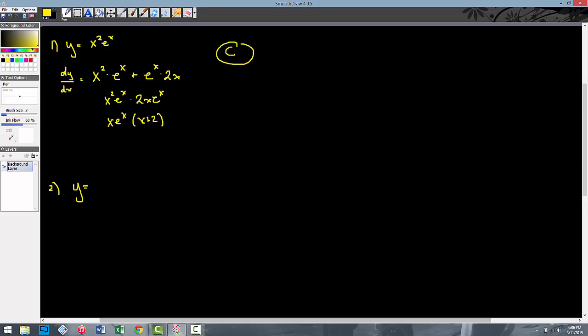y equals the natural log of x over x, and again they want us to find dy/dx. Well, we got a little bit of quotient rule in our life here, so we've got low d high minus high d low. Derivative of the low is just 1, so I won't even include it, all over x squared. Really, you just have 1 minus ln of x over x squared, and that looks to me like D.